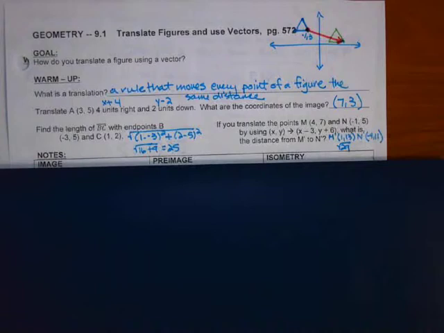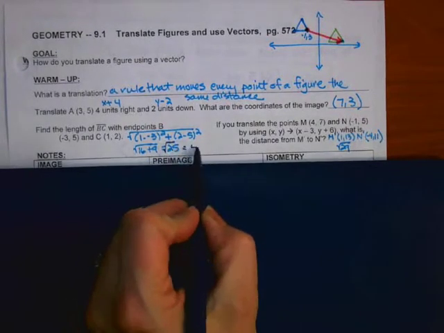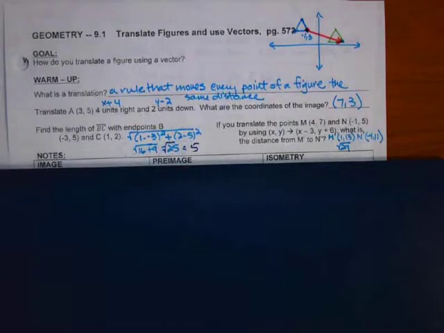For the second one, you did the square root of 16 plus the square root of 9 equals 25. You would have the square root. Oh, it would be 5. Yeah, thank you. 5. There you go. Thank you.